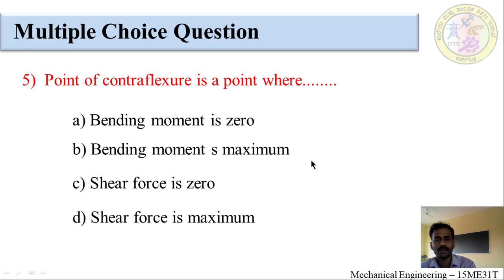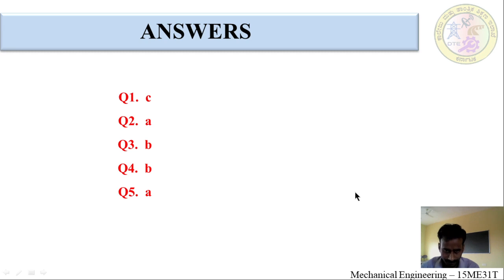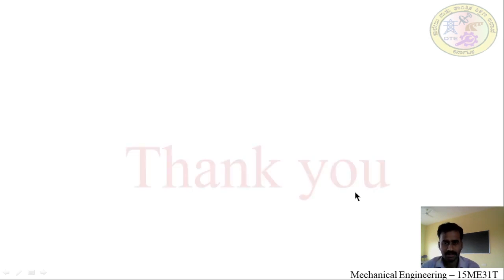And point of contraflexure is a point where the bending moment is taken as 0. When the bending moment is 0, that point is considered as a point of contraflexure. The answer, option A, is the right answer. Okay, thank you.